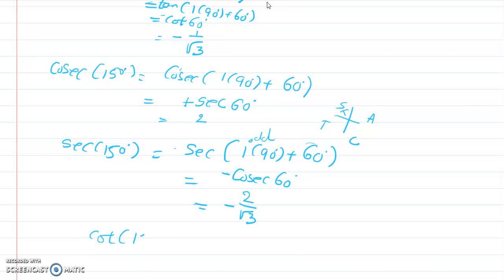Similarly, cot 150 degrees. I write cot operating on 1 time of 90 degrees plus the remaining angle 60 degrees. 1 time means odd multiple of 90 degrees.